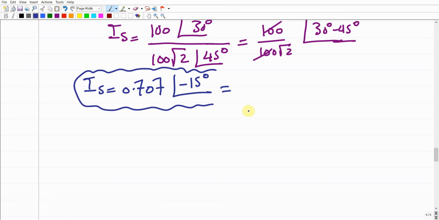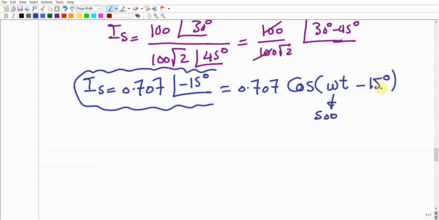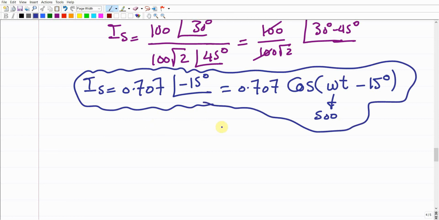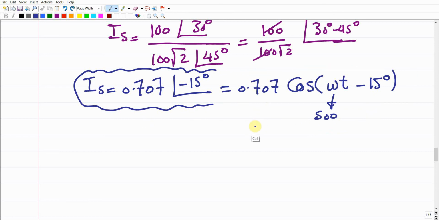How can we convert it to the time domain? How can we switch the Phasor form into a sinusoidal form? This should be the peak, the magnitude, which is 0.707, and you add the cosine of omega t minus 15, which is the angle. Omega should be 500. So this is going to give us the steady state current for this electrical circuit, right?